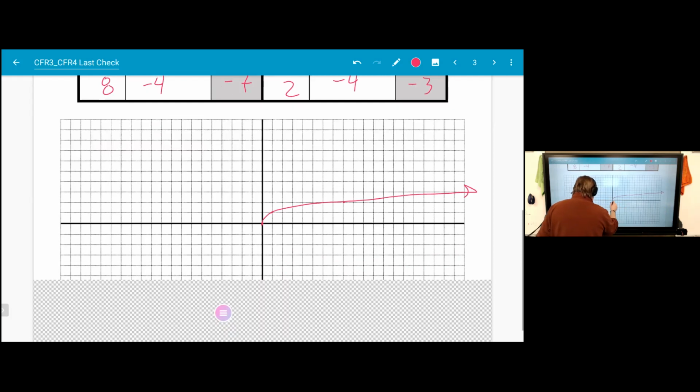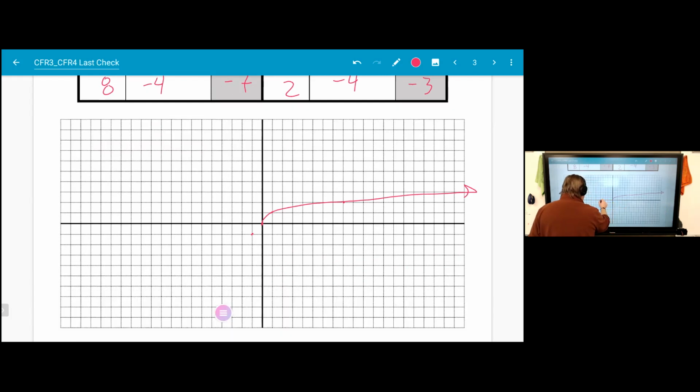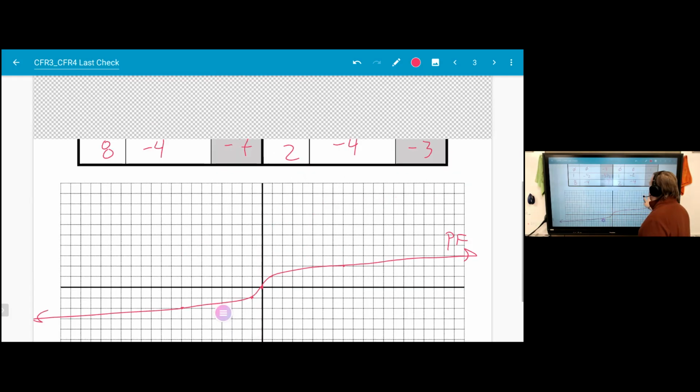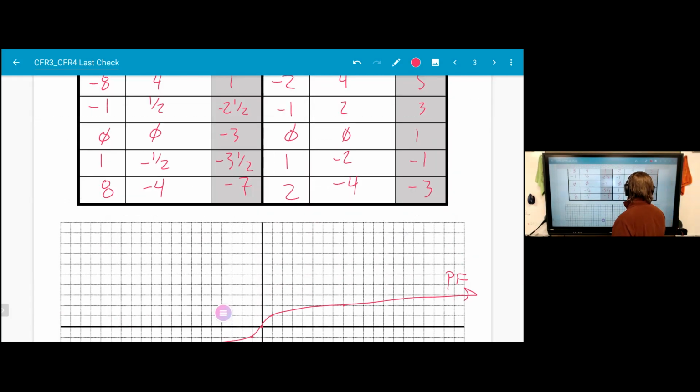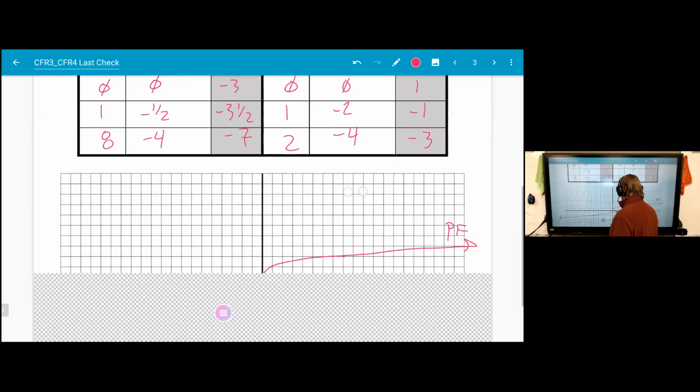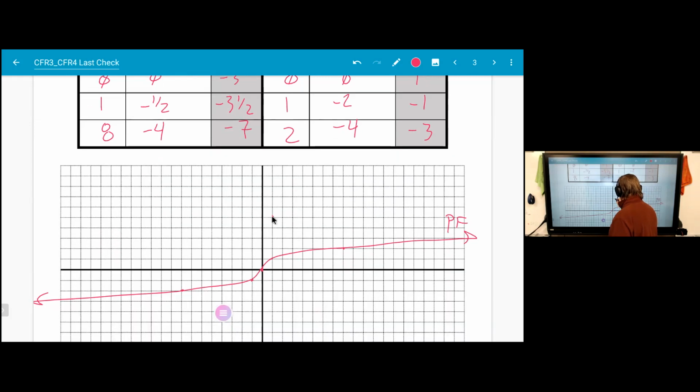And then the negative part, 7, 8, 2. Looks a little something like that guy right there. This is my parent function. If I step in here and graph my transform function, I have 1, 5. 1, 1, 2, 3, 4, 5.